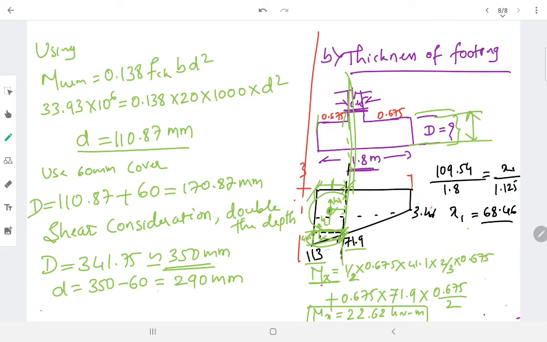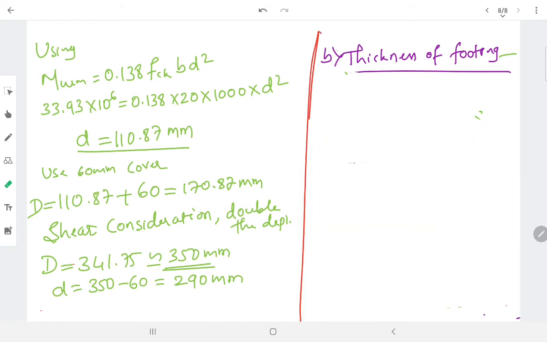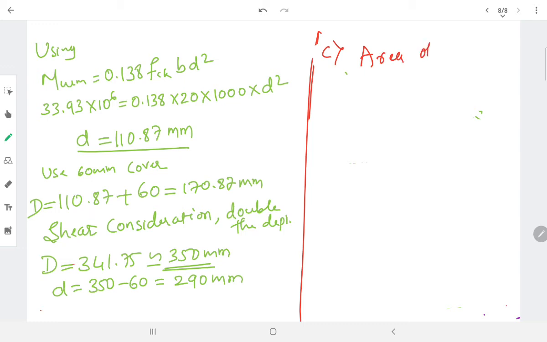So once we have calculated this depth, we need to calculate what is the area of steel required for this. So thickness of footing is over. Next step is, we'll write here step C is area of steel required.